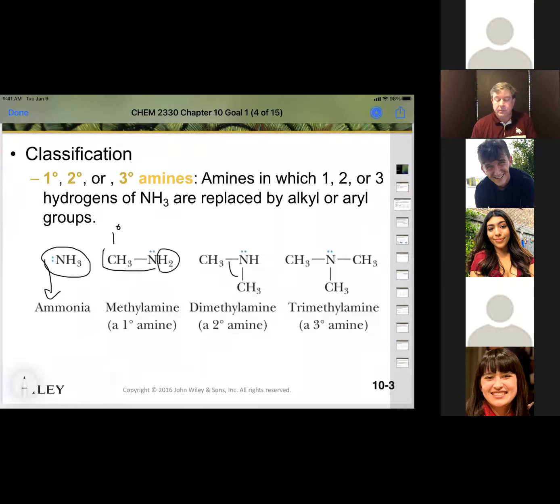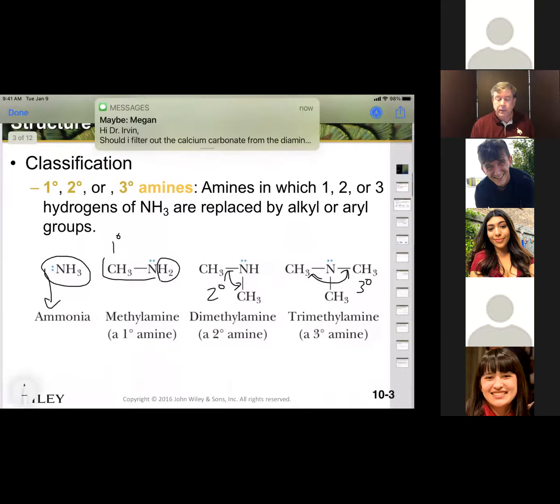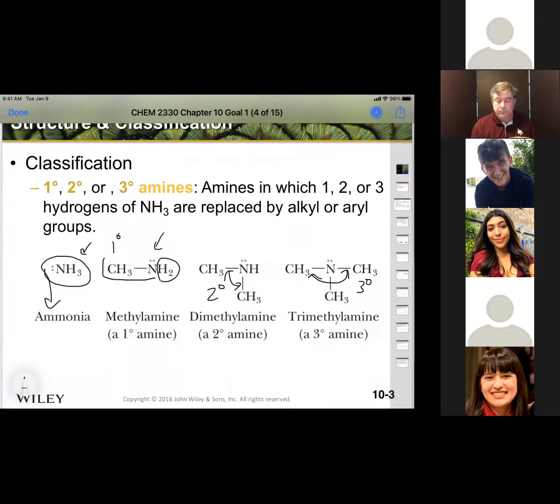If we have two carbons attached to it, we'll call that a secondary amine. And if we have three carbons attached to it, we have a tertiary amine. So how many carbons are attached to it gives us the classification. Notice that the ammonia and the primary and secondary still have a hydrogen on them that can hydrogen bond, so pay attention to that. The tertiary does not have a hydrogen, so it itself doesn't hydrogen bond, but it has a lone pair that you can hydrogen bond to.